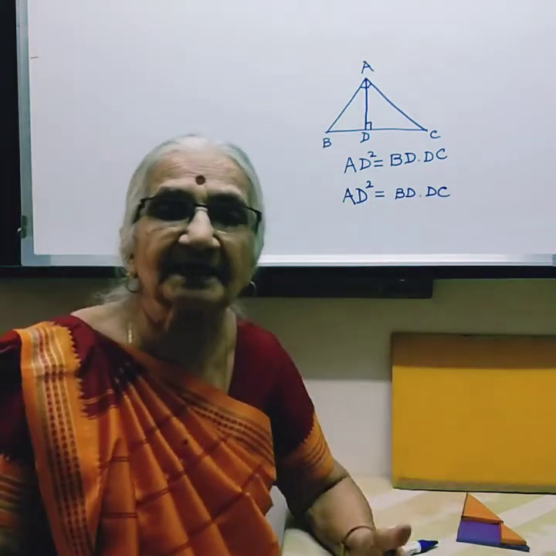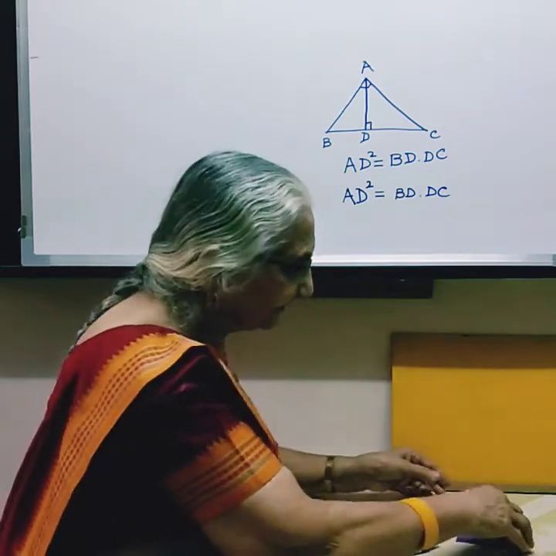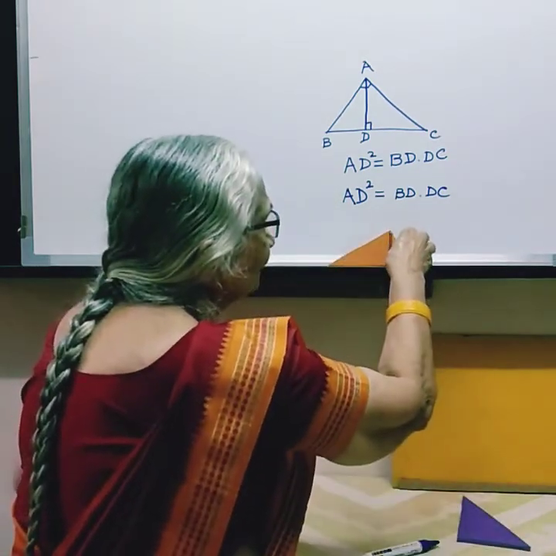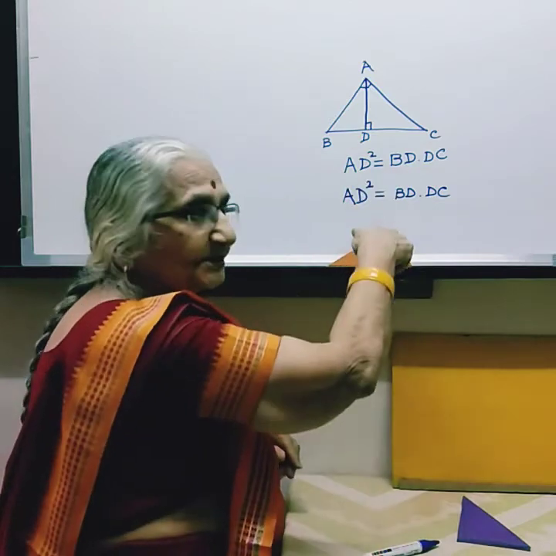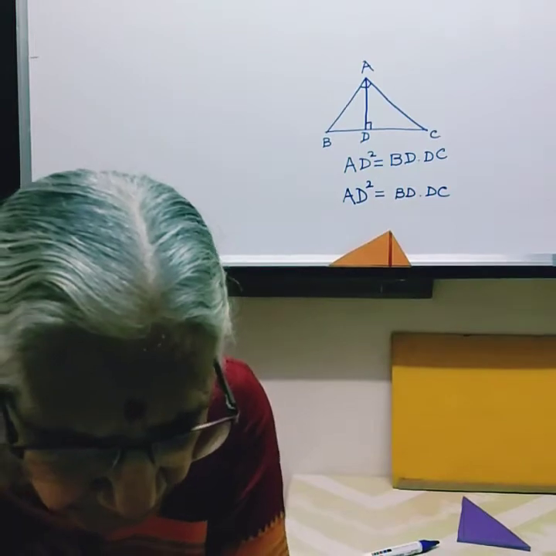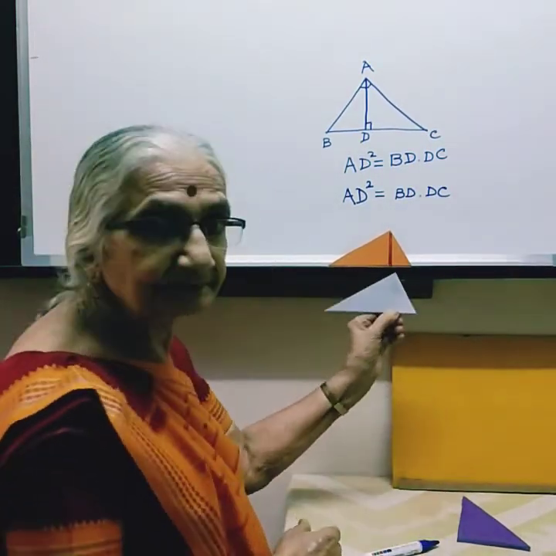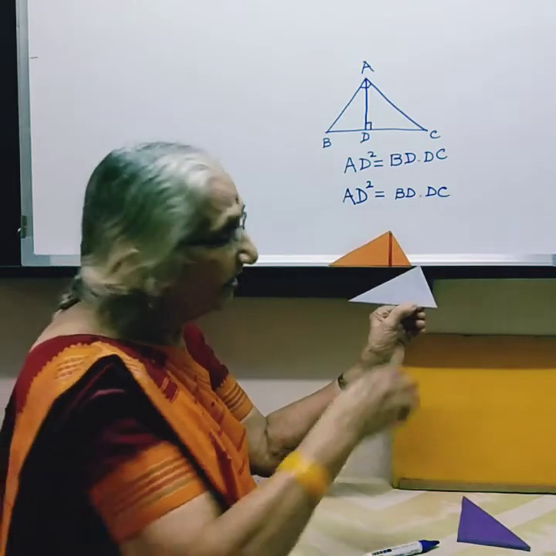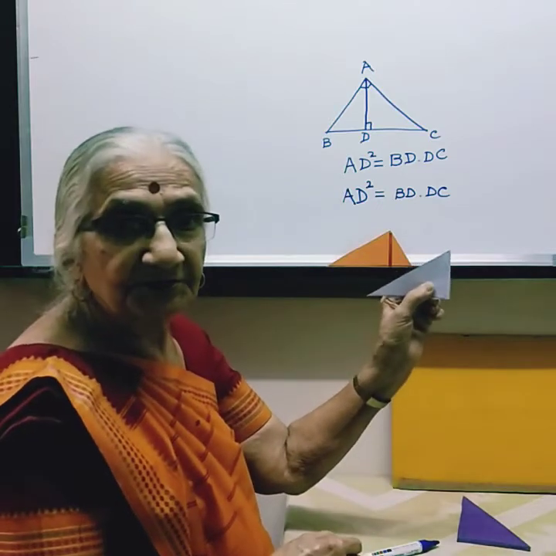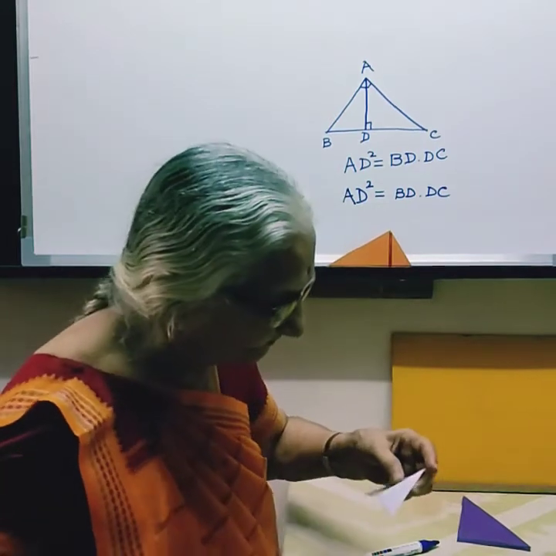Now we try to make a model for it. How do we make a model? Well, the first part is very simple. As we know, we have to take a right triangle, take the altitude and cut along the altitude. So here is the right triangle, and I folded along the altitude so you can see the altitude, and now we have to cut along the altitude. That's what we do now.